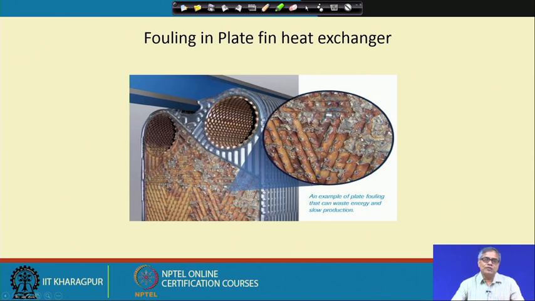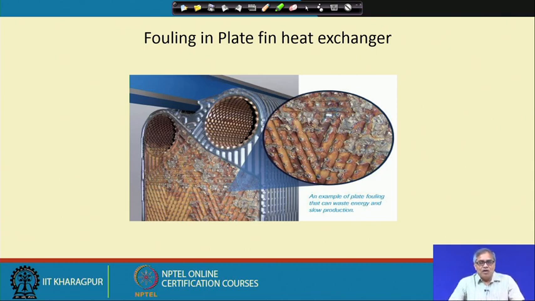So, somehow if the fouling takes place, these passages will get choked, and here we can see a very extensively fouled plate of a gasketed plate heat exchanger. This fouling can give rise to corrosion, loss of plate in a number of places. So, all these kinds of complications may arise due to the fouling.